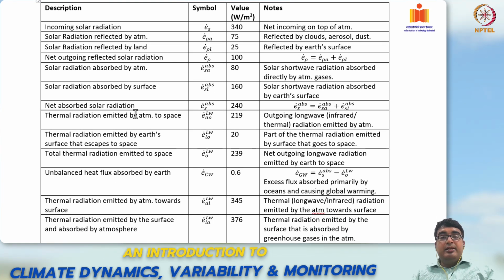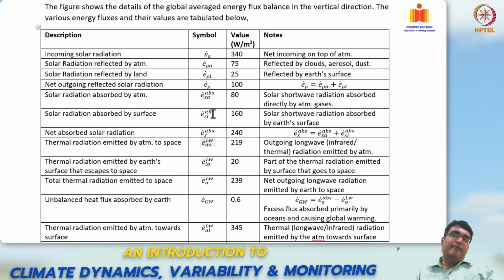Thermal radiation emitted by the atmosphere to space, E dot atmosphere outward long wave. Long wave radiation is thermal radiation, so we call this LW, long wave. E dot atmosphere outgoing is 219 watt per meter square.